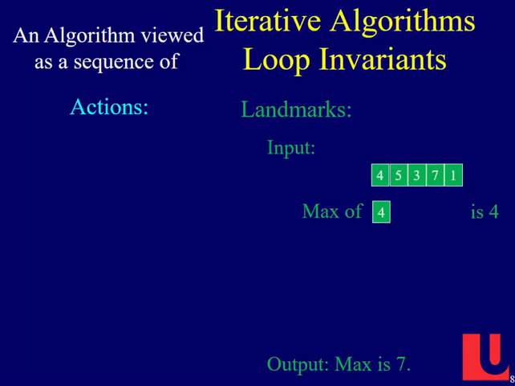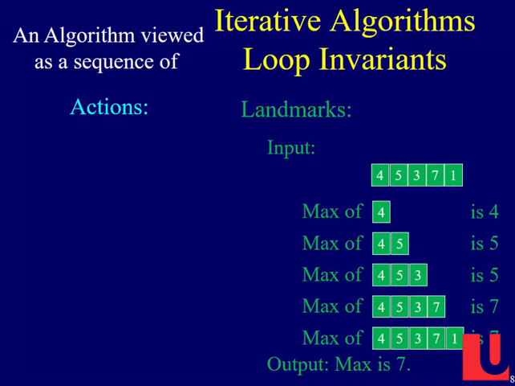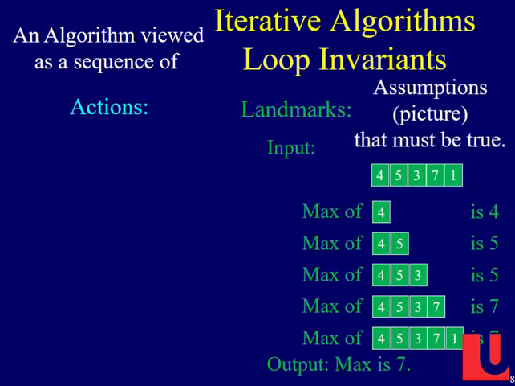We can have a landmark that says of this list, 4 is the maximum, and of this list, 5 is the maximum. These are various landmarks. So if I tell you what these landmarks are, you can think, well, that's great. Each of these are pictures or assumptions. What is this landmark?